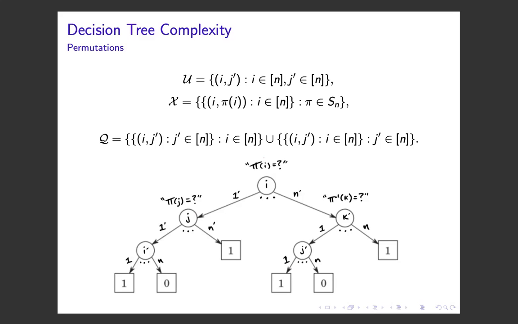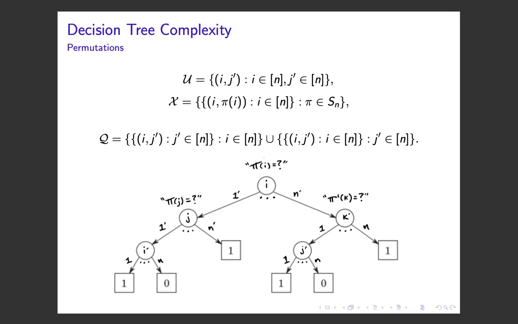Here I've omitted a lot of nodes just to make the picture legible, but my queries are now of the form: what does, say, I get mapped to? Or what is the pre-image of K? Like, what maps to K? Those are the types of queries that are happening in decision trees for permutations.